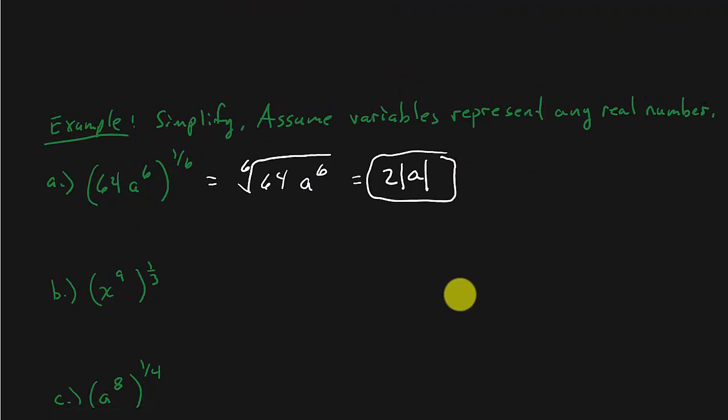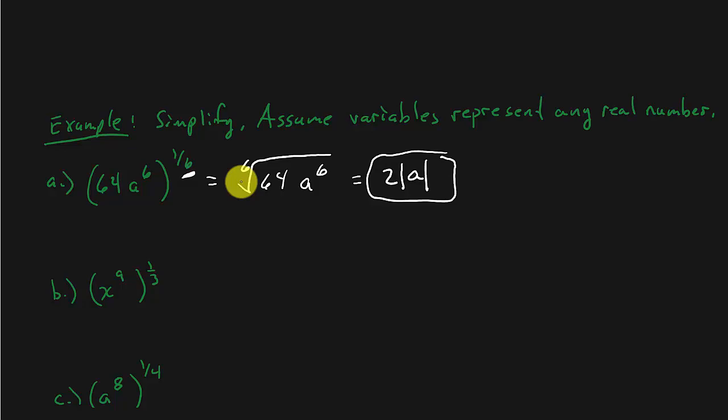Okay? So in the previous example, remember it said assume variables represent positive real numbers. Here it says assume variables represent any real number. So whenever we're doing these radicals, when this index is an even number, okay? Because when we convert this to radical form, the denominator is your index. When that index is an even number, we have to make sure that we get a positive answer.